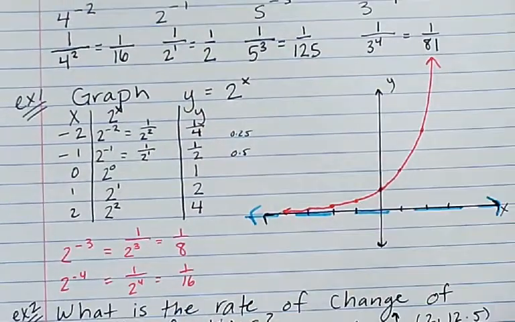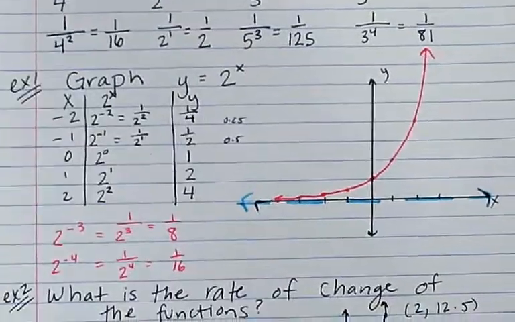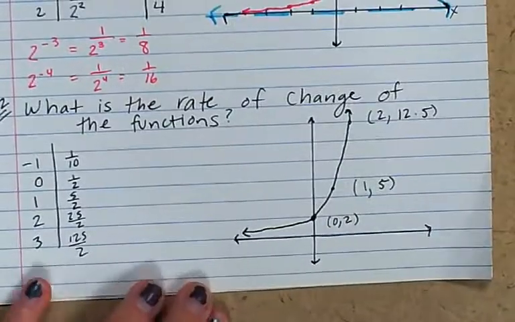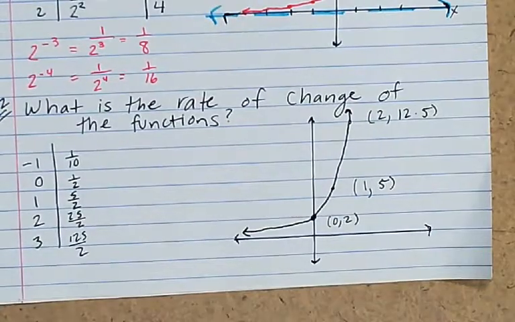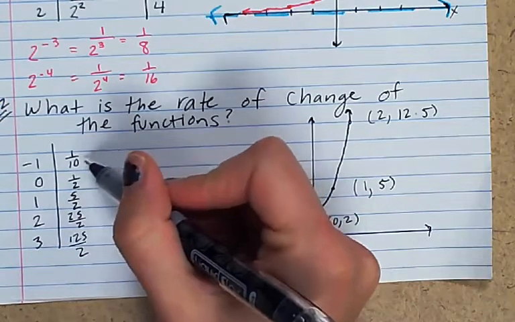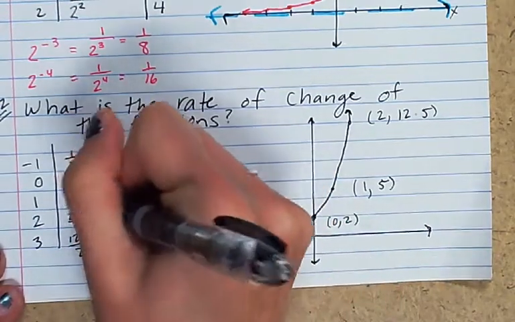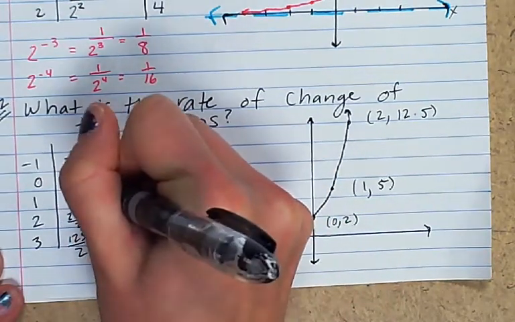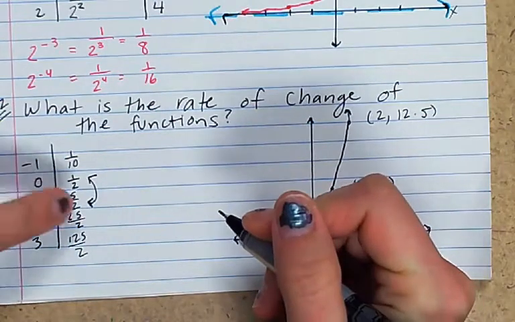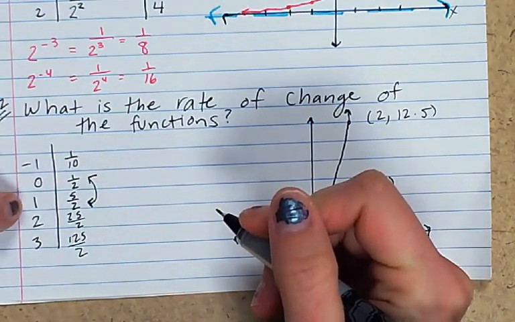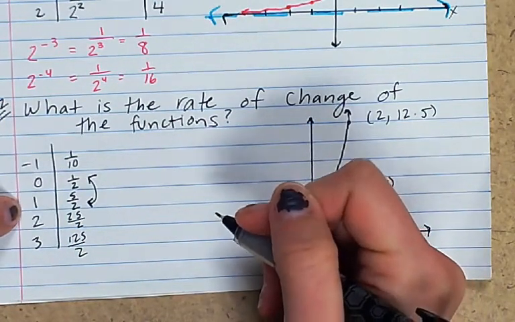Okay, so next. What is the rate of change of the functions? So when you're trying to figure out the rate of change for exponential growth graphs, you just pick 2 consecutive y values. So what I mean by that is I wouldn't pick 1/2 and 5/2. I would pick 2 that are right next to each other. So let's say I do this one and this one. So what you do is you do the one with the bigger x coordinate, so 1.